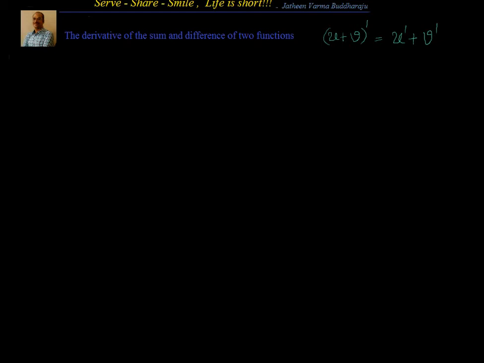In this session, let's look at how to find the derivative of the sum and difference of two functions. That means we know that two functions are differentiable, their derivatives exist. Now suppose we are given a function which is nothing but the sum or difference of those two functions, then how do we find the derivative of that?